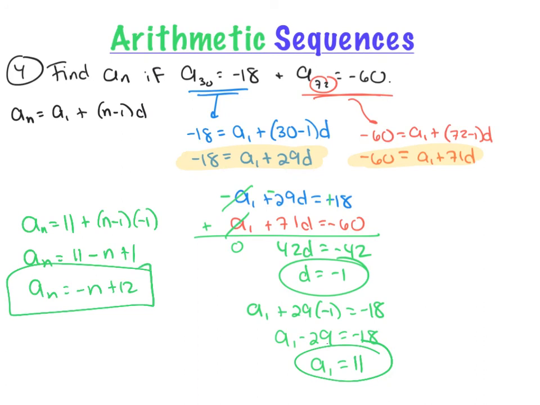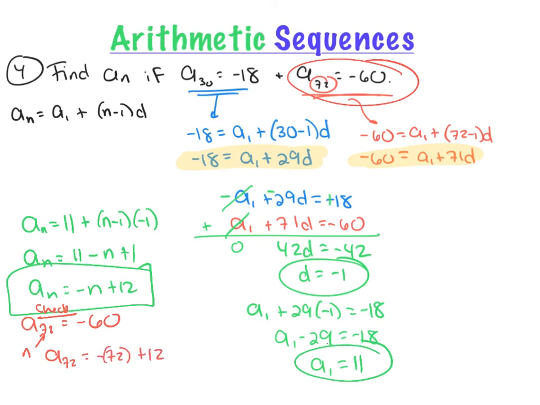Just like in the last example, you should be able to check these really easily, picking one of your two sequence entries and plugging in the numbers. So if we pick A sub 72 equals negative 60, this is our n value, and that's our A sub n value, negative 60. So let's plug in n equals 72. A sub 72 equals negative 72 plus 12. Yep, sure enough, negative 72 plus 12 is negative 60. So it checks.